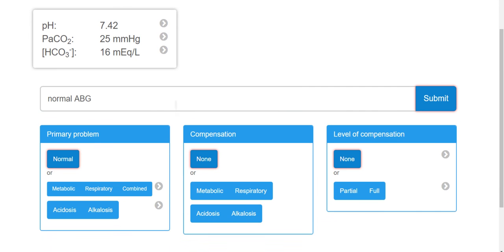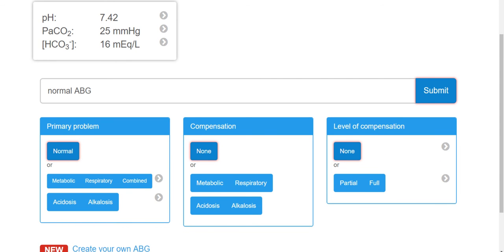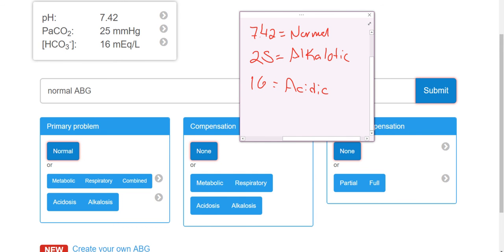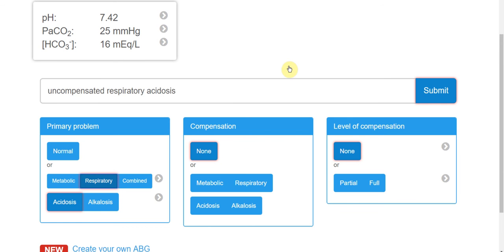So we've got our pH of 7.42. Let me bring that back up. So we have alkalotic is 25, that's our CO2. So more than likely, our CO2 respiratory is what caused our alkalosis. So we choose respiratory alkalosis, and then we go over to compensation, and we figure out, is there some level of compensation? We can see that there is, because both of these are outside the range of normal.